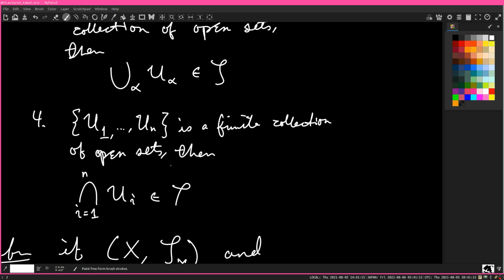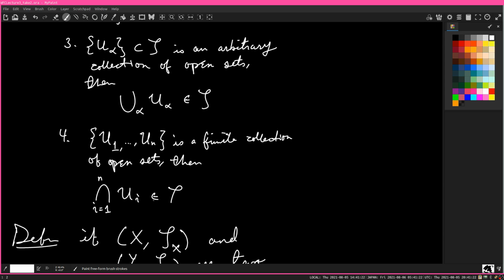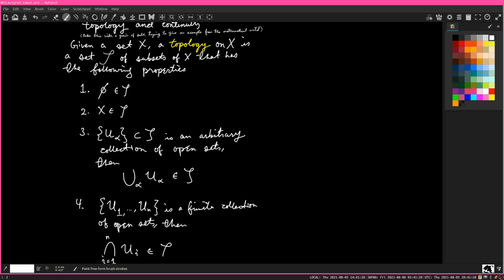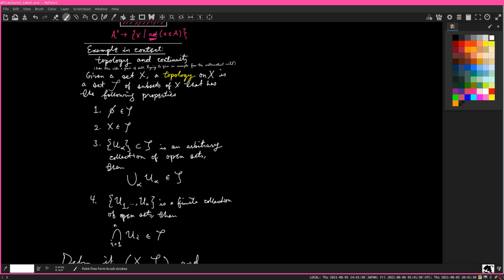I'm just trying to give you an in-context example for the way an average mathematician thinks about this. Okay, so again, a topology is a set of subsets of a set which contains the empty set and the whole set, and is closed under arbitrary unions and finite intersections.